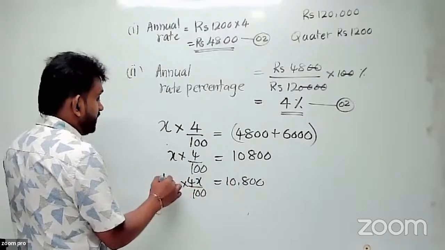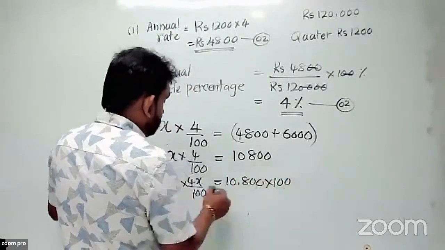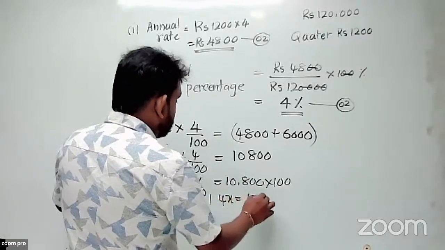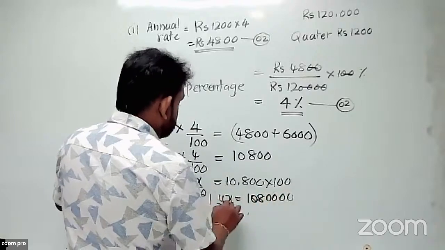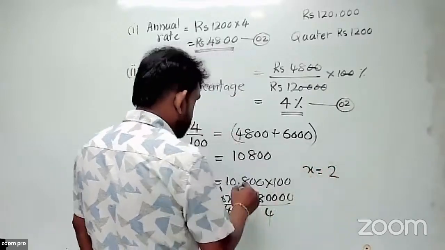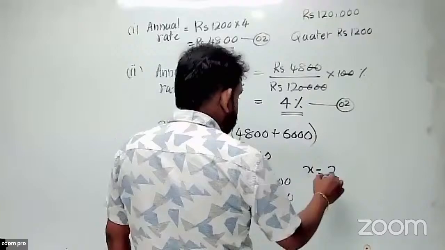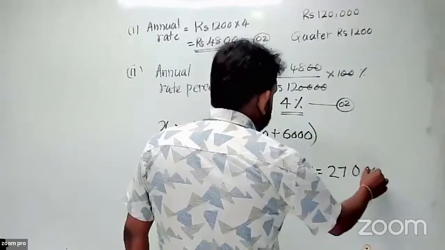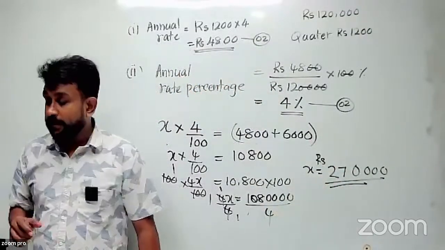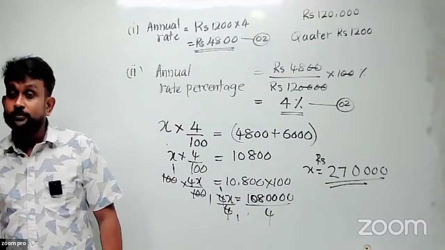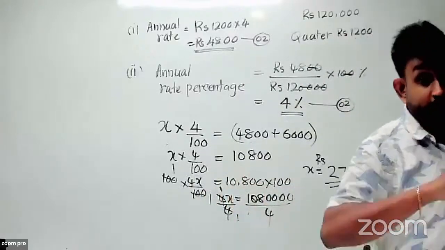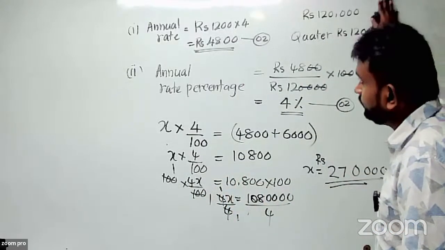Then 4x upon 100 equal 10,800. In this, multiply 100 on both sides. Okay, then here cancelled. Then 4x equal 10,800 and two zeros, just divide by 4. Then x equal 270,000 rupees, right? That means the annual assessed value is 270,000. Yes, the wording says increase by 6,000, not increase to 6,000.